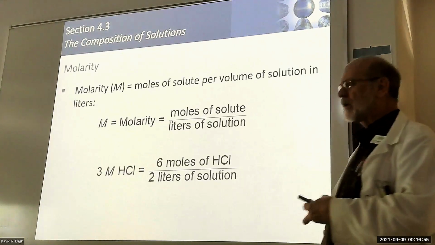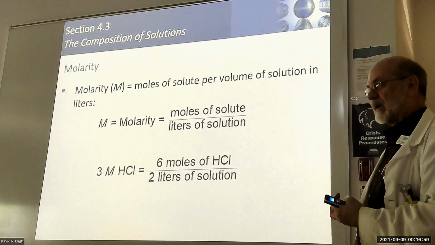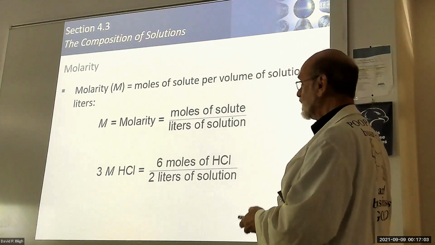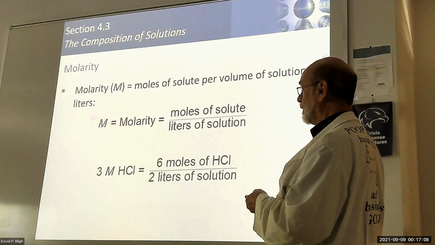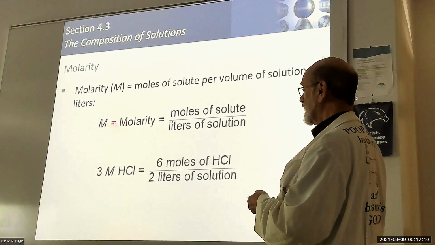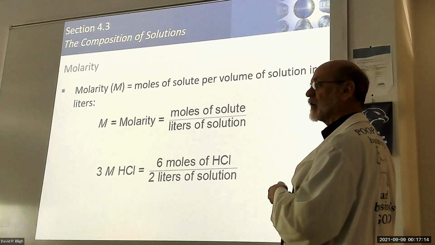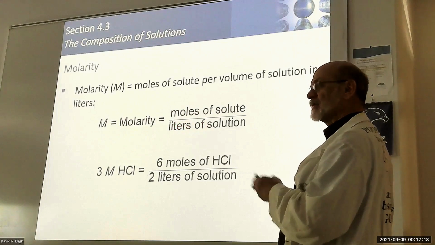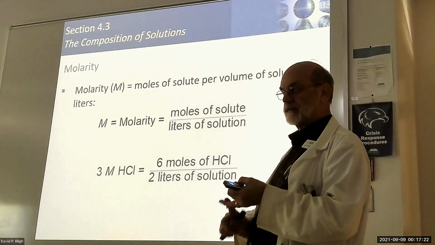Right? So we need some way to express concentration. And the most common way, actually the most useful way in chemistry, is molarity. It's designated a large M, molarity. And by definition, molarity equals the moles of the solute, right, the minor component, per liter of the solution. So that includes both the solute and the solvent.